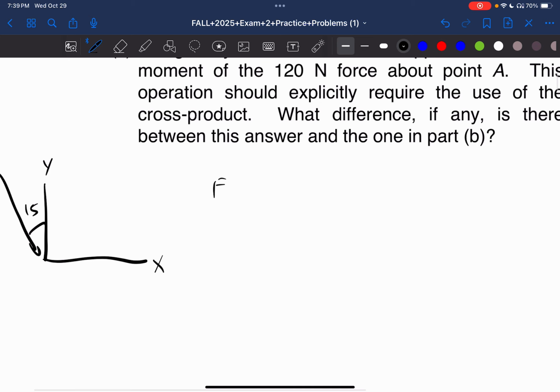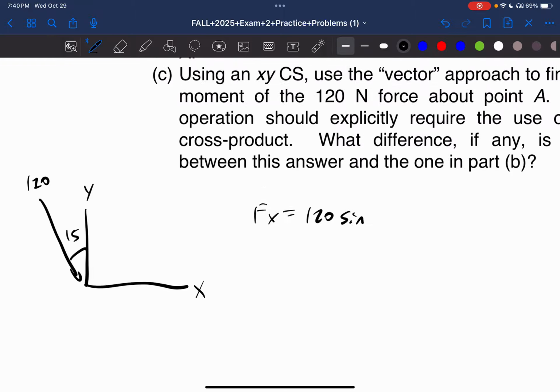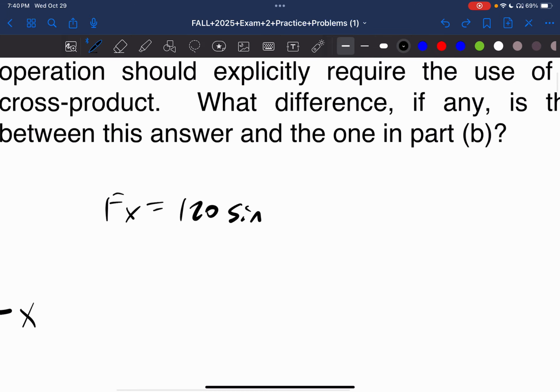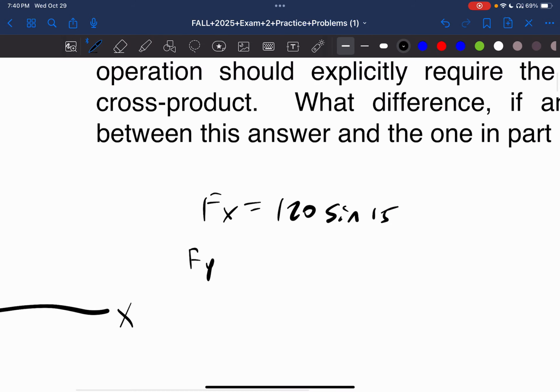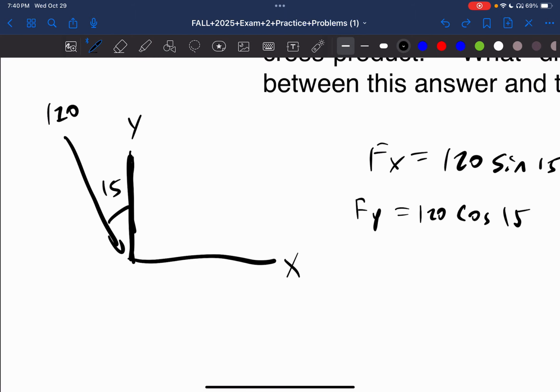So the force in the x direction is going to be this one right here, which is opposite, which is going to be sine, and this is 120. So 120 sine 15. And the force in the y direction is going to be 120 cosine 15 because it's adjacent, which is this right here.